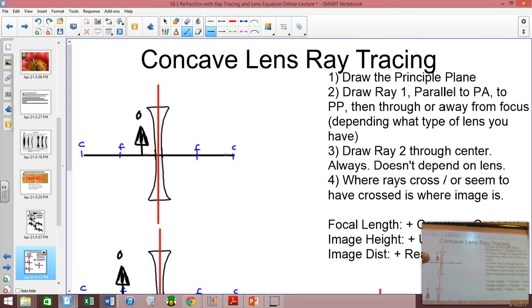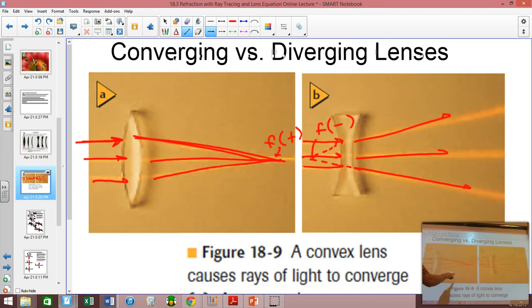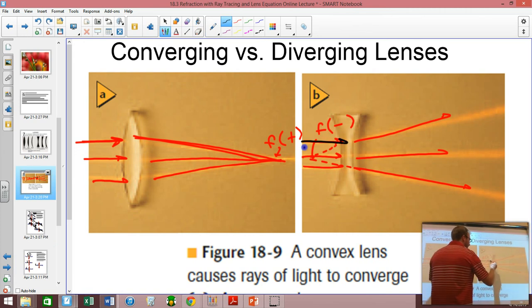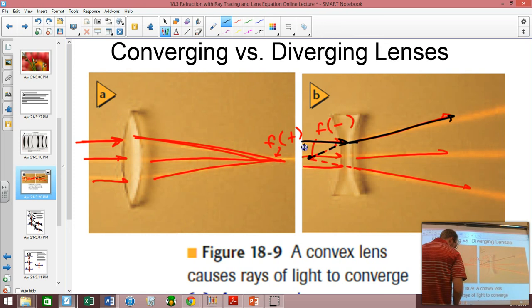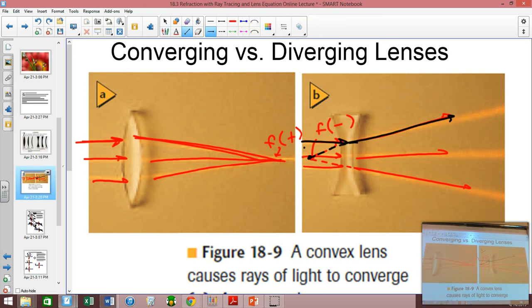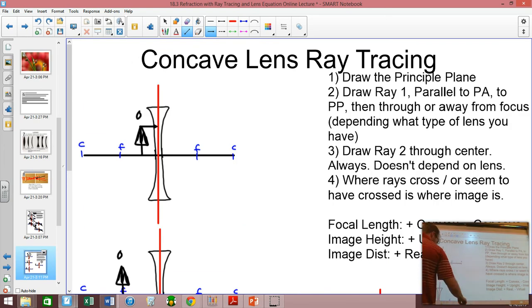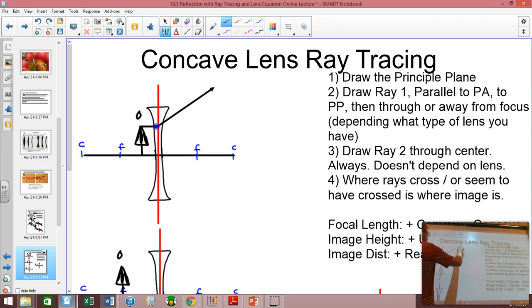The next scenario, doing concave lenses. Concave lenses are just like convex lenses, except they're different. Ray 1 comes in, that's the same. How it's different: instead of going down to the focus, it's going to go away from the focus, just like this scenario here. It comes in and goes away from the focal point. Ray 2 goes like this. So when I trace this backwards, here is my image.